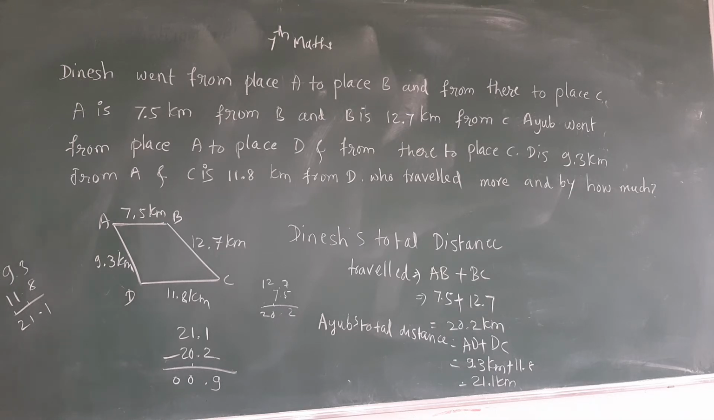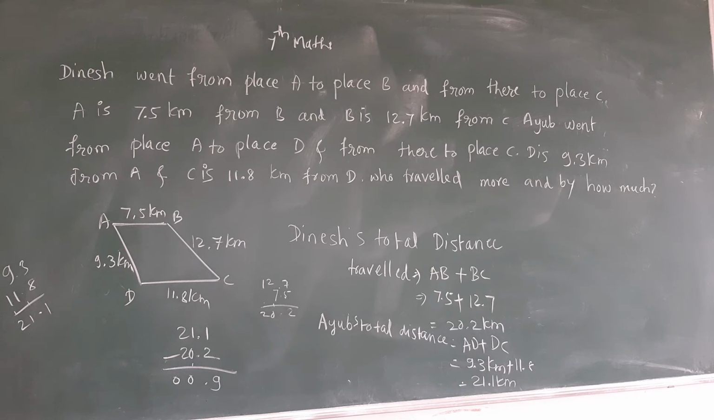I am simplifying this statement by using a diagram. I have drawn one rectangle A, B, C, D. From A to B, B to C, C to D and D to A we have the measurements. They have given A to B is 7.5 and B to C is 12.7. C to D is 11.8 kilometers and A to D is 9.3 kilometers.